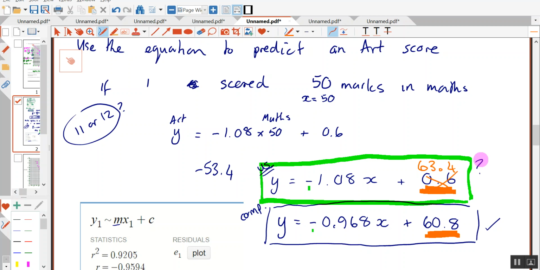It's not exactly the same, but we weren't expecting it to be exactly the same. It's a bit of an estimate. Can we now try again then? So instead of this negative 53.4, let's predict the 50 marks thing again. So where's the change? So art mark, y, is found by doing negative 1.08 for our equation, multiplied by 50 is the maths mark. But instead of add 0.6, we now need to add 63.4. So what do we get as the art mark if we do that?